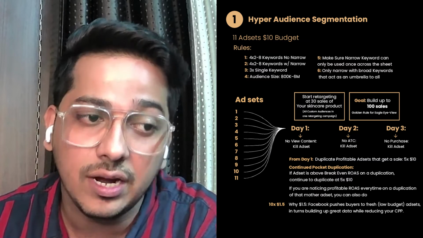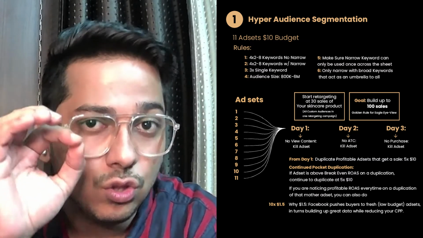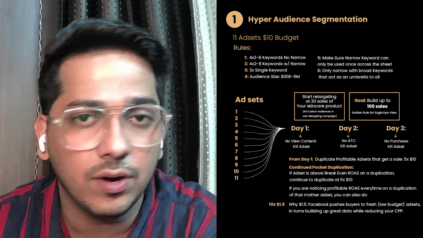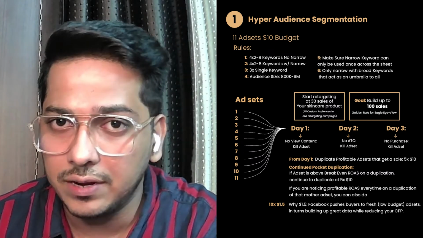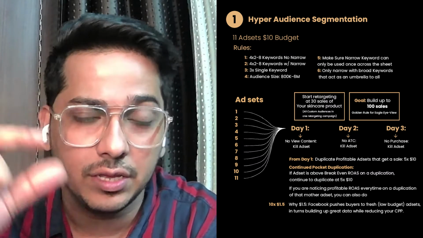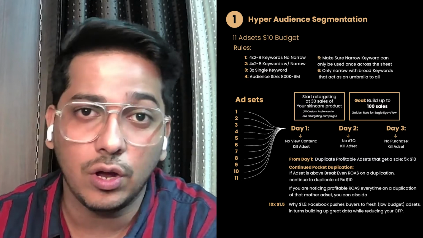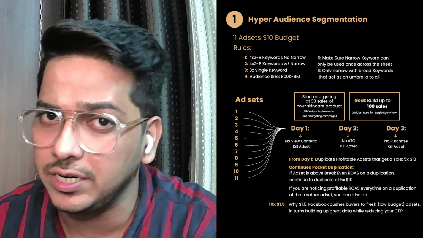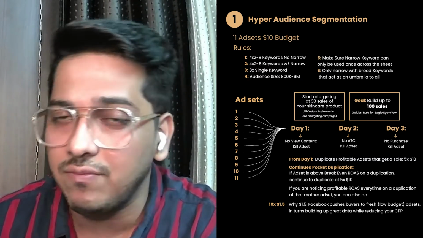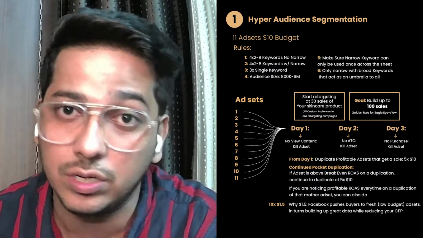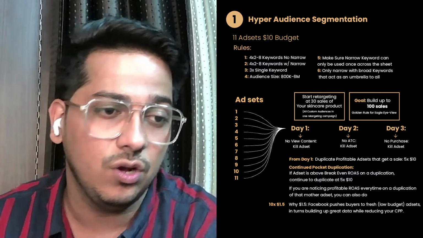And just after that, 3 ad sets with no narrow with a single keyword. That's it. Just like your main thing, skincare. The second thing is your related stuff, which I mentioned on the sheet. Every single thing I have mentioned on the sheet, which I will share with you down the video, you can download over there.